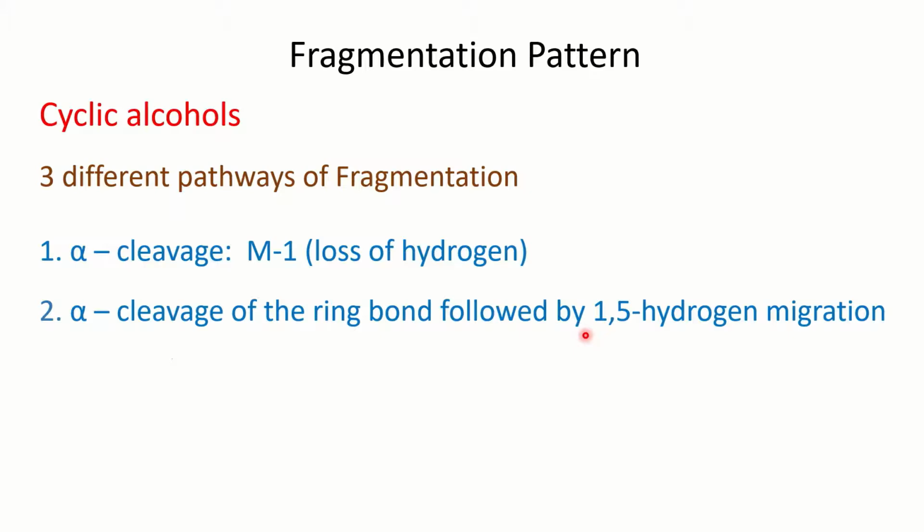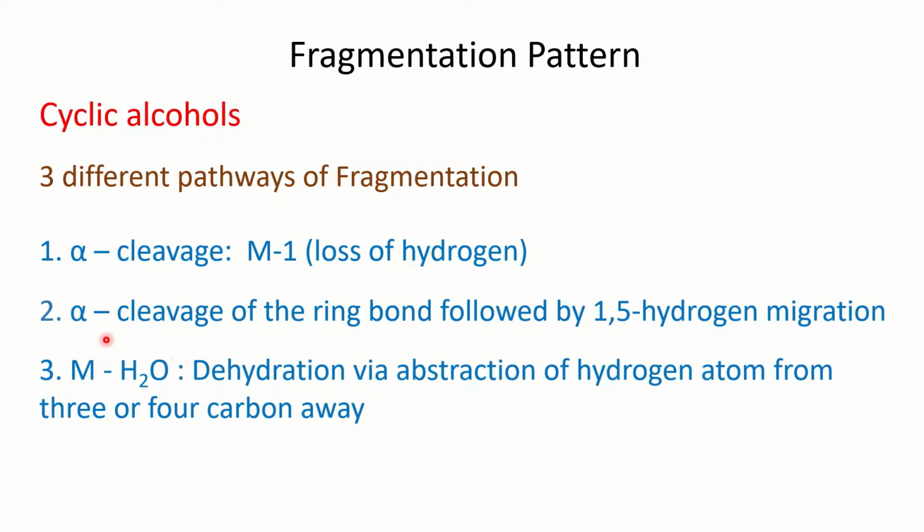like we do this kind of migration in sigmatropic reactions. Okay, so one type of cleavage is alpha cleavage for loss of hydrogen, the other is the cleavage of the ring bond. And the third is, being an alcohol, loss of water, dehydration. Okay, and how does it occur? Via abstraction of a hydrogen atom from the 3 or 4 carbon away. Okay, so the hydrogen abstraction takes place here for the loss of water either from 3 or 4 carbon away from the OH. So these are the three different methods of fragmentation for cyclic alcohols.